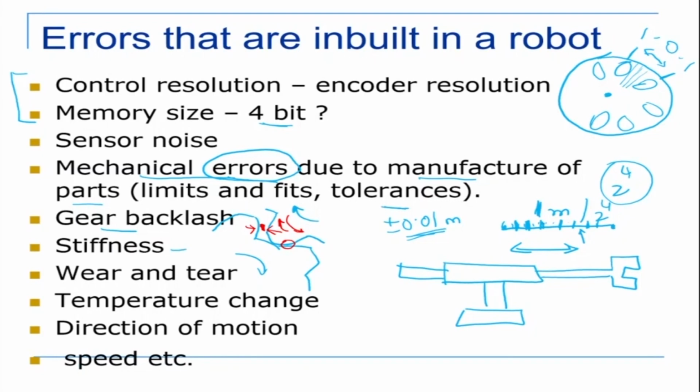Stiffness. Stiffness of the links. For example, in this figure I drew here, suppose there is a mass mg here. Because there is an overhang of 1 meter, this will tend to bend a little bit. So it can deflect in this direction.